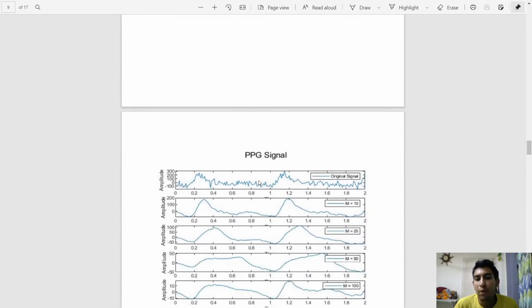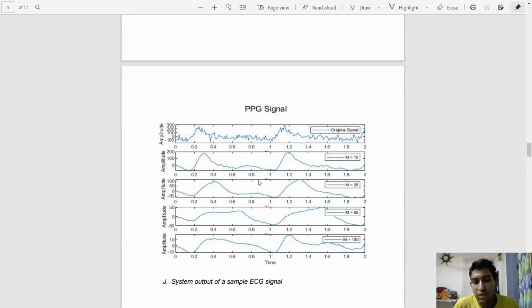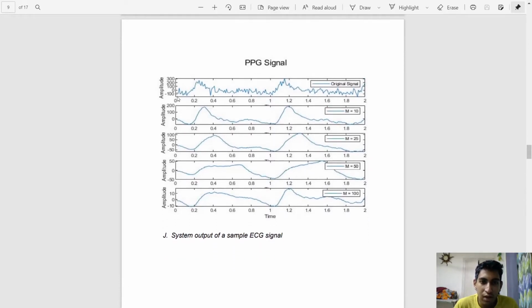Now what will happen if we apply this system to a PPG signal? As you can see in this plot, the topmost subplot is the original PPG signal that was recorded, and on applying the endpoint moving average filter for m equal to 10, we get a much smoother waveform, and we don't have these small spikes that we see in the original signal. This is because when applying the endpoint averaging filter, the values in the spike which are higher get reduced, and the ones which are lower get amplified, so we get a smoother waveform than the original one.